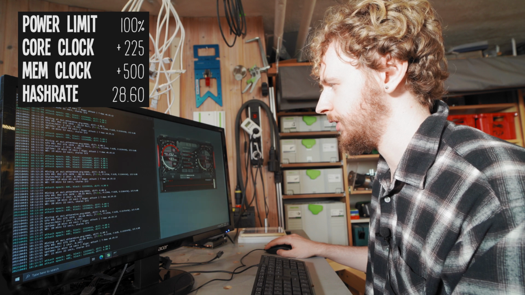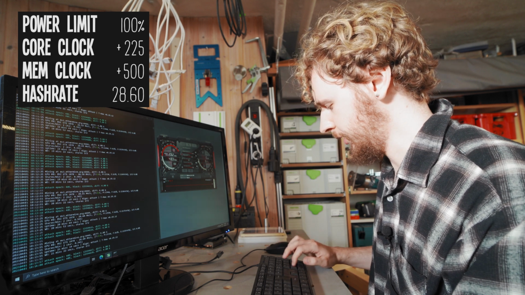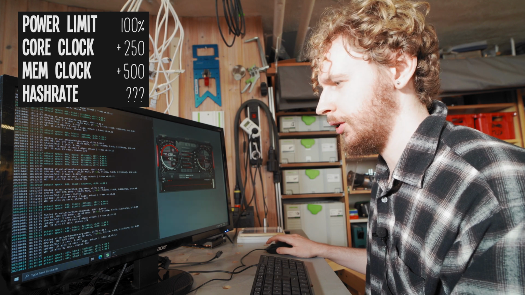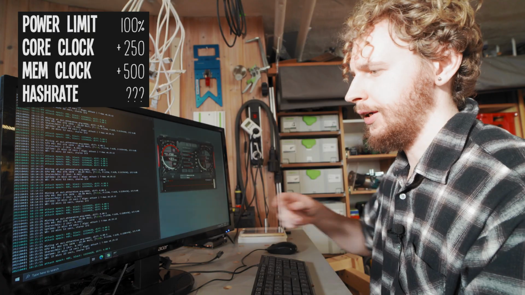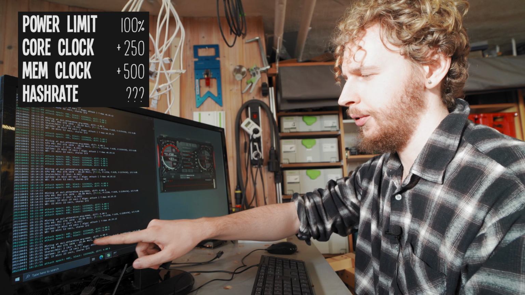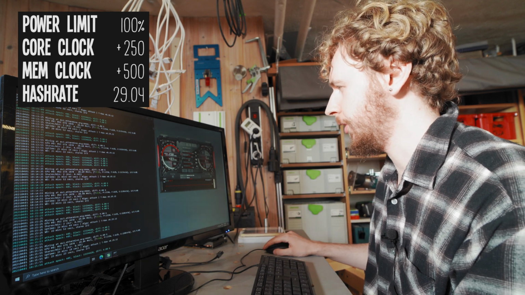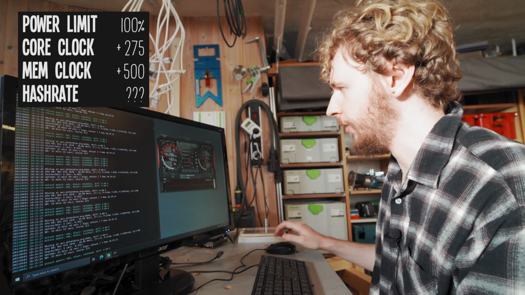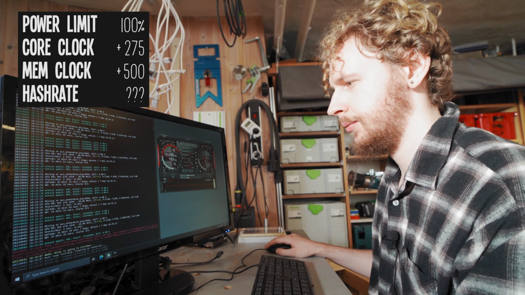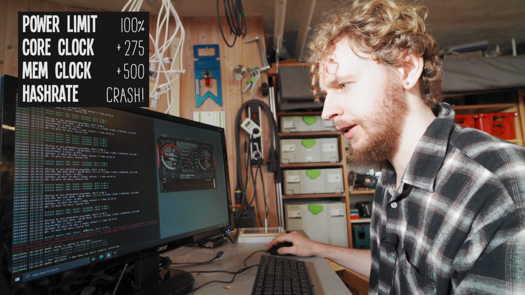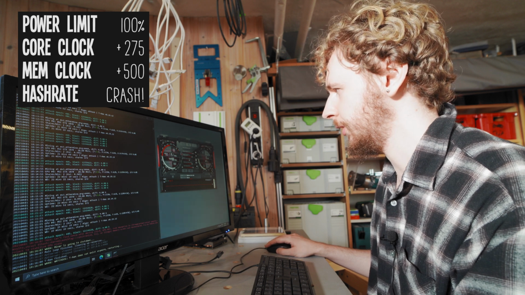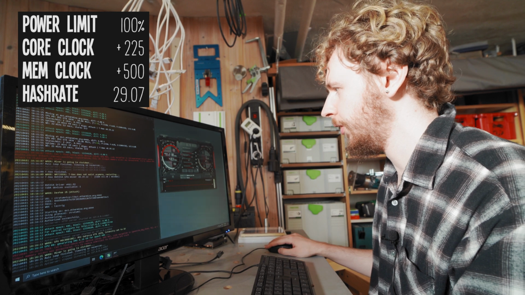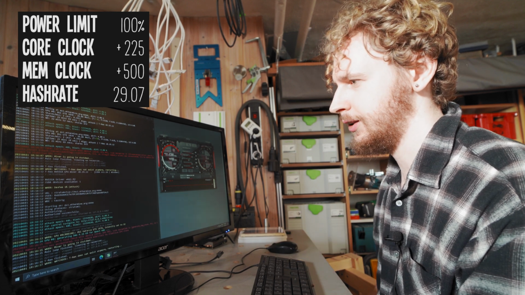So I'm gonna push it another 25, so that's plus 250 on the core clock, and let's see what happens. All right, so we've settled at 29.04 megahash a second, so I'm gonna push it another 25, so we're going plus 275 on the core clock now. Oh, and we immediately had a crash, so I'm going to put that back to plus 225 on the core clock, apply that, and let's see what happens.